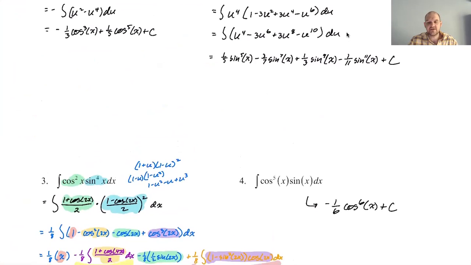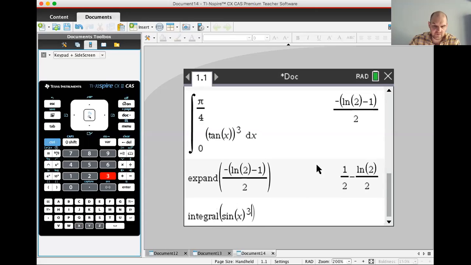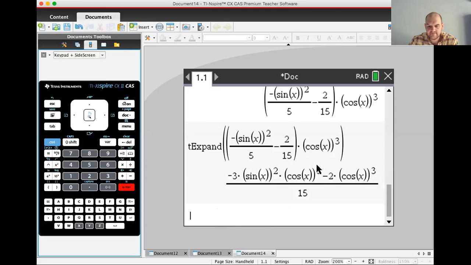Let's check these. One of these was a real doozy, and who even knows about the previous ones? So calculator, I'm going to just see integral of sine of x cubed cosine of x squared dx. Oh my God, I don't know. Let's take the derivative of our answer. Let me just trig expand that answer. That's not super helpful.